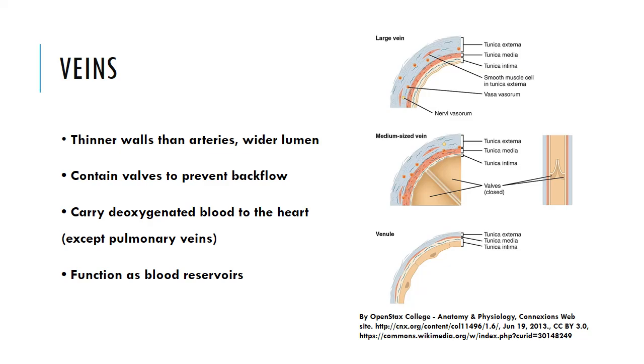Most veins carry deoxygenated blood except for the pulmonary veins, which bring oxygenated blood from the lungs back to the heart. Veins also act as blood reservoirs since they can stretch and hold large amounts of blood when needed.